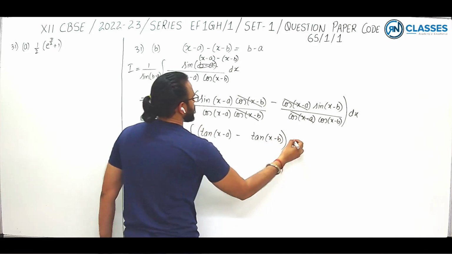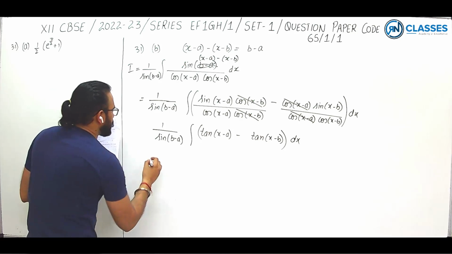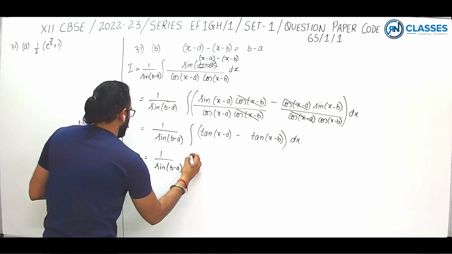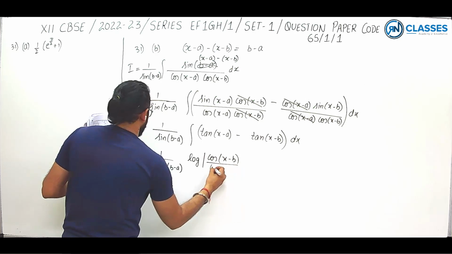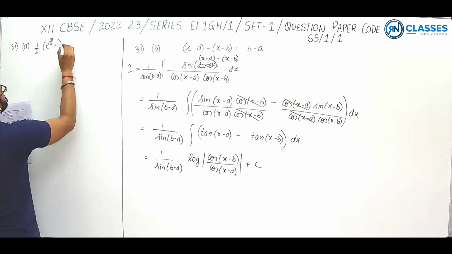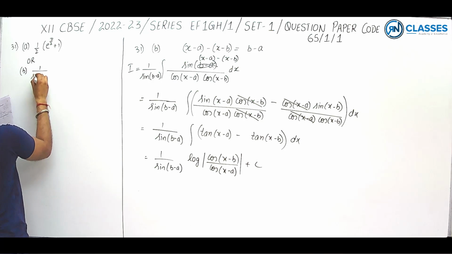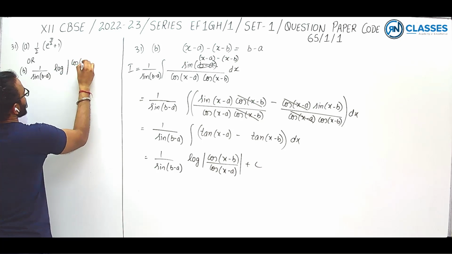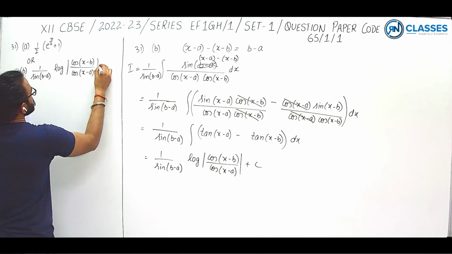And now these are the standard results. You can easily integrate these two, and as you integrate, finally you will get the answer as 1 upon sin of b minus a into log of mod cos of x minus b upon cos of x minus a plus c. So the answer to the second part of the 31st question is 1 upon sine of b minus a into log of mod cos of x minus b upon cos of x minus a plus c.